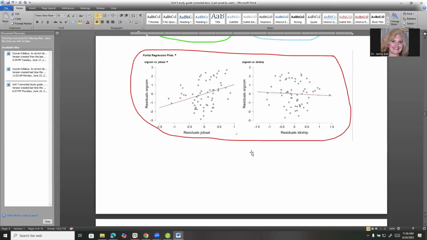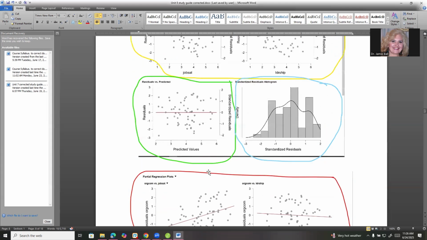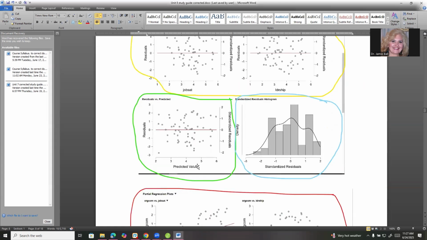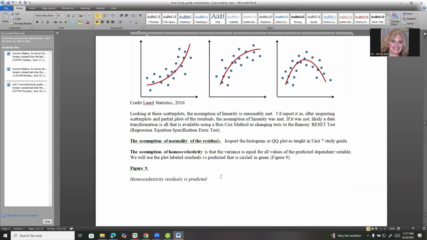Okay, now if we scroll up and we look at mine, I'd say these assumptions are approximately met. I would say the same for these. We can look at the line going in between. I'd call that approximately met.